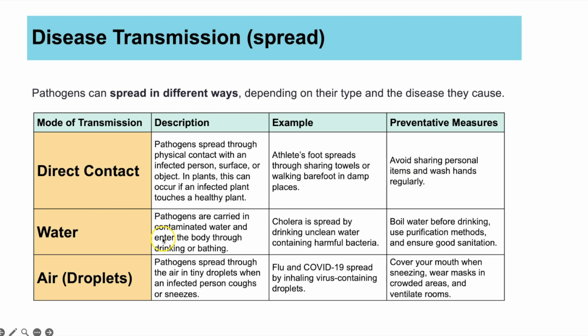Water is when the pathogen is carried in contaminated water. So that would enter your body through drinking, or it could be through bathing, and then if you had a cut in your skin, it might be able to enter that way. Cholera is an example, and that is spread through drinking unclean water. So to prevent this, there are strategies such as boiling water before drinking it, or using purification methods, and ensuring good hygiene and sanitation.